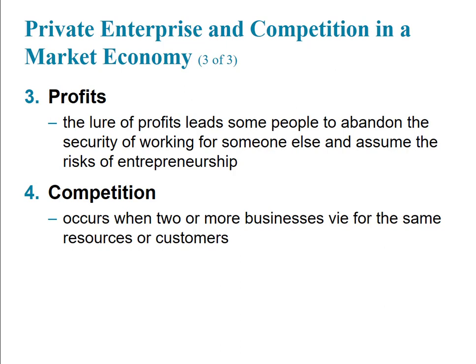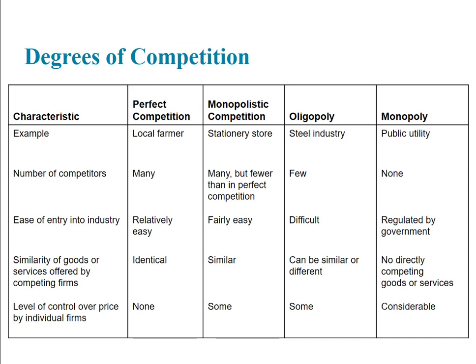Now, competition is going to occur when two or more businesses vie for the same resources or the same customers, or both. There are different degrees of this that can help or hurt businesses and consumers. Here we will take a look at those degrees of competition. Like I said, there are four degrees of competition in a private enterprise system that we just talked about. The first one, take a look here at the chart, is perfect competition. This is where many small firms exist in an industry. No single firm is powerful enough to influence the price.